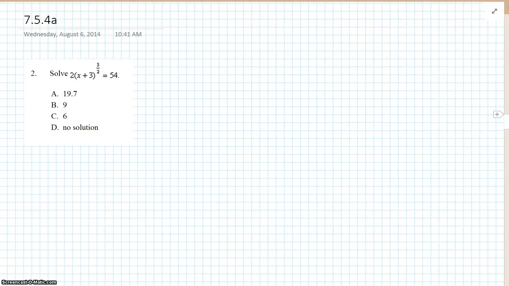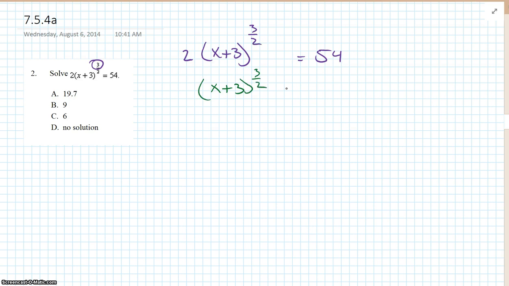Moving on. Solve 2 times x plus 3 to the 3/2 power equals 54. Okay, since my n value is odd, I'm only going to have one solution. So 2 times x plus 3 to the 3/2 power equals 54. Divide each side by 2, so I get x plus 3 to the 3/2 power equals 27. So let's take each side to the reciprocal power, so it'd be the 2/3 power.